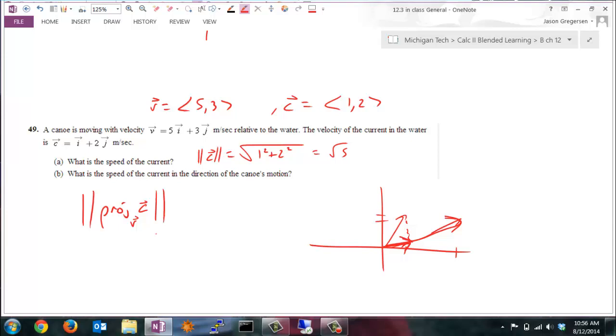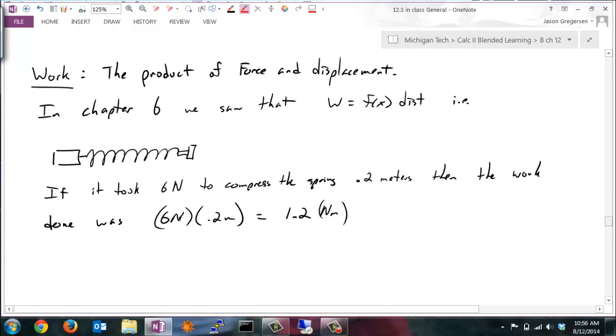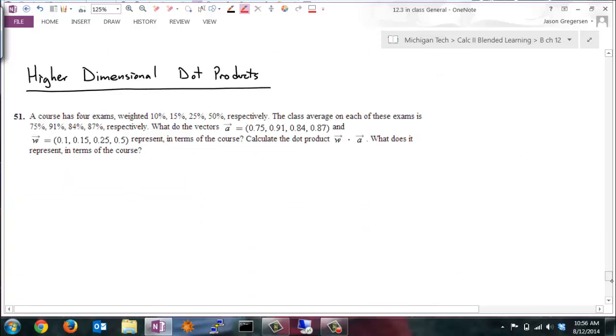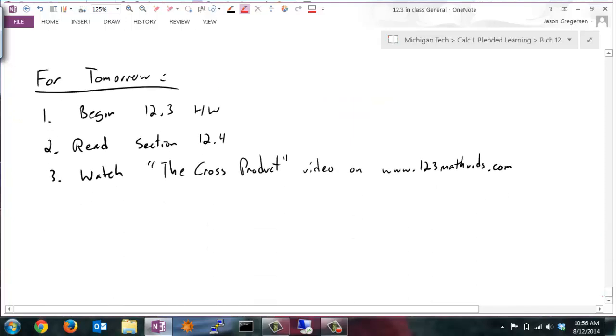Something like that. Okay. The next topic is going to be work, so I'm going to start class next time with a discussion about work. We'll go through that relatively quickly. And then my last example was just higher dimensional, so more of a real-life application of what higher dimensional vectors might look like. What would a dot product look like? But for tomorrow, we start beginning the homework at 12.3. It's a lot of calculations with the dot product. And read section 12.4. There is a cross-product video, so watch that video and prepare for class. And office hours is right now.